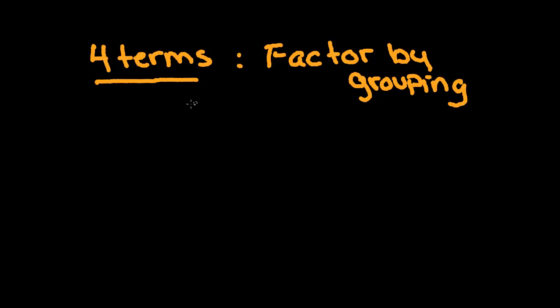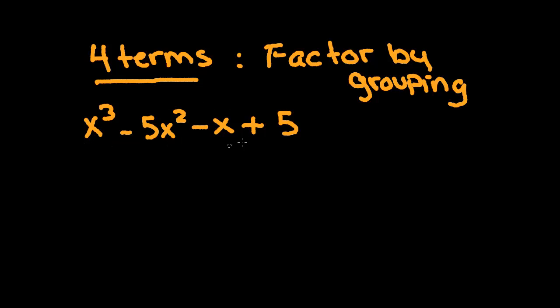And so here's an example of that. x to the third minus 5x squared minus x plus 5. All right, so for this problem, I'm going to use factor by grouping because it's four terms, and that's the only strategy I have for four terms. I'm going to make sure that the two things on this side and the two things on this side have something in common that I can factor out.